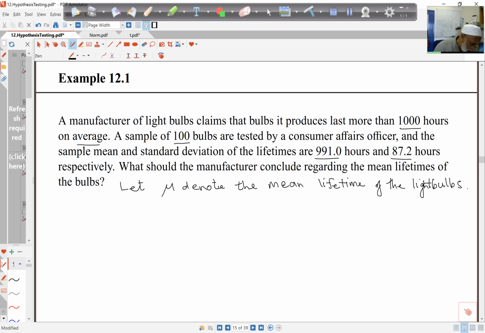So then my hypotheses are going to be H0: mu equals 1,000, and H1 is that it's not 1,000, it's less than that. It does say "last more than," so we could actually have written H0 as mu being bigger than or equal to 1,000, and that's also going to be okay.